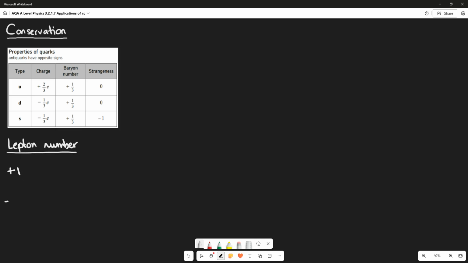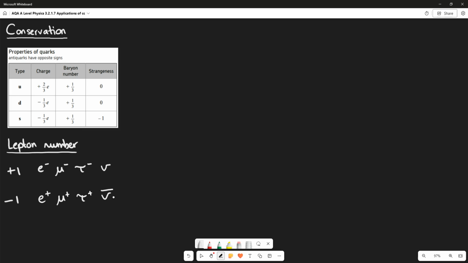If you are dealing with a lepton, it's either going to have a lepton number of +1 or it's going to have a lepton number of -1. The leptons with a lepton number of +1 are the electron, the negative muon, the negative tau, and the neutrino. The leptons with a lepton number of -1 are the positron, positive muon, positive tau, and the anti-neutrino.